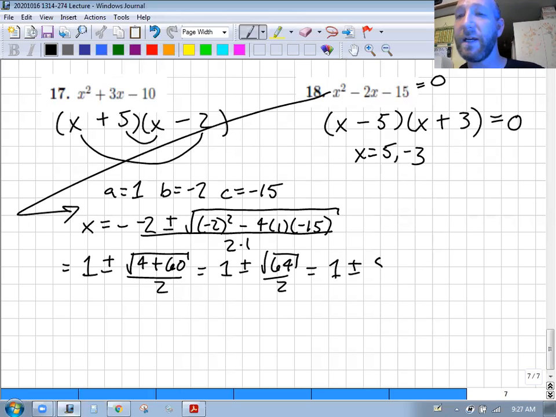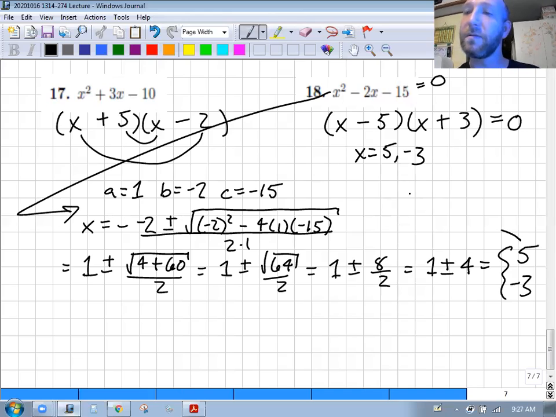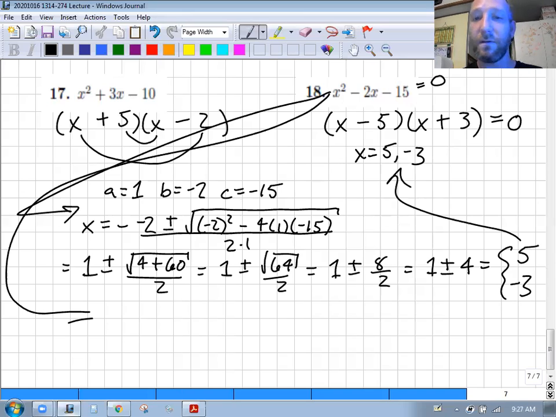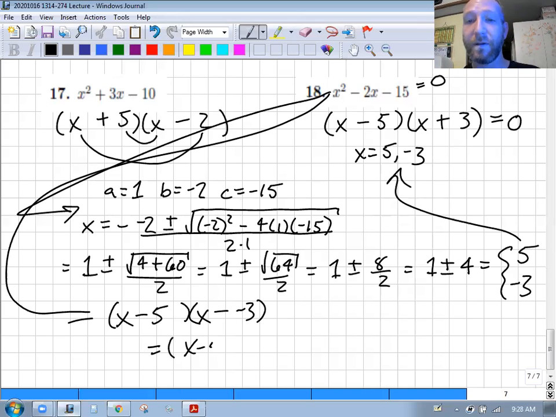Square root of 64 is 8. We got 1 plus or minus 8 over 2, which is 4. So 1 plus 4 is 5, and 1 minus 4 is negative 3. So if those are our solutions, then our factorization is going to be x minus each solution, 5 and a negative 3, right? So a negative negative here is the same as plus.